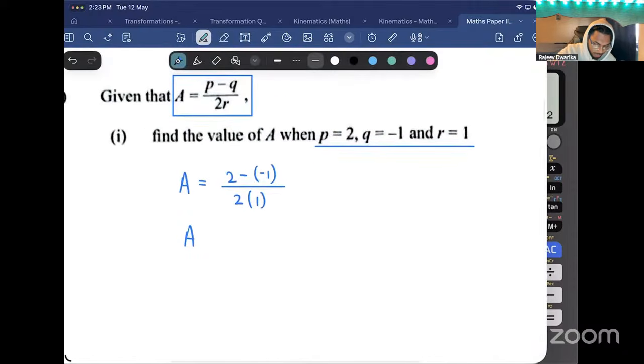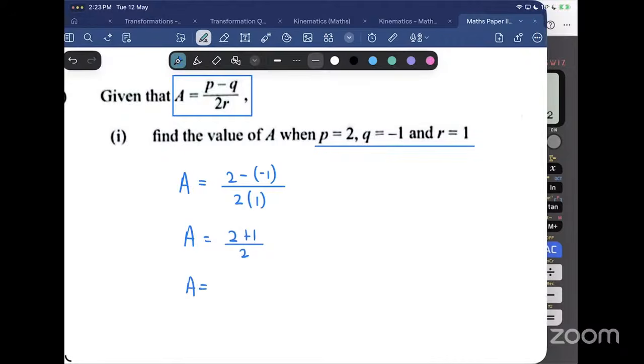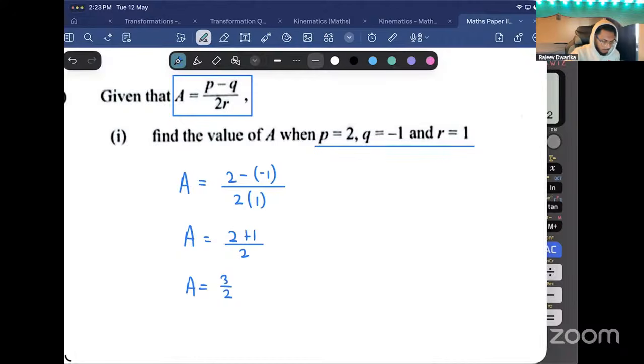Okay, let's quickly answer this. So we have negative by -1 is +1. 2 by 1 is 2. So A is just equal to what over what? 3 over 2. Right? This was just plugging in.